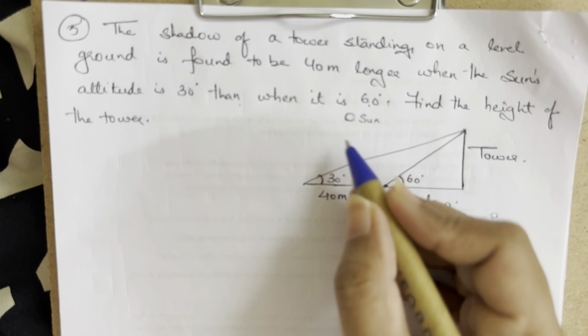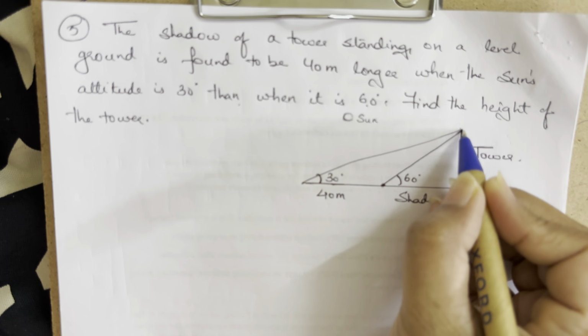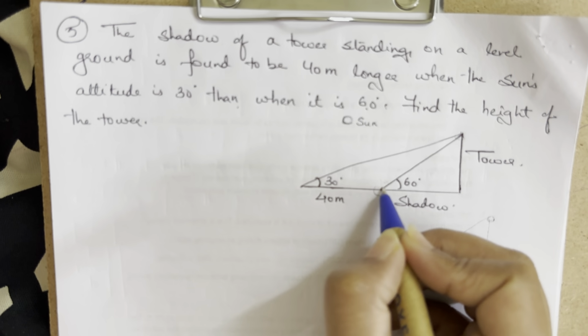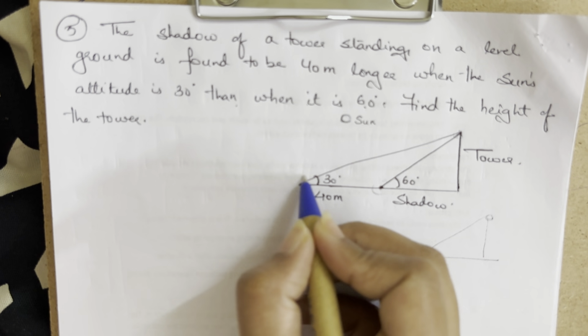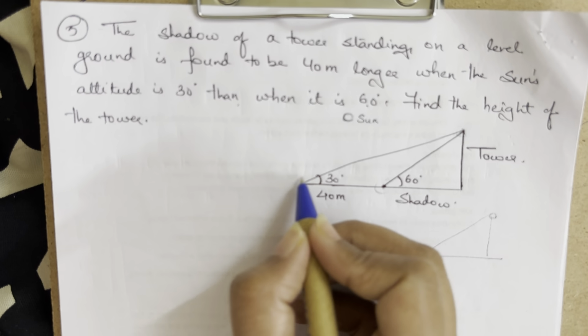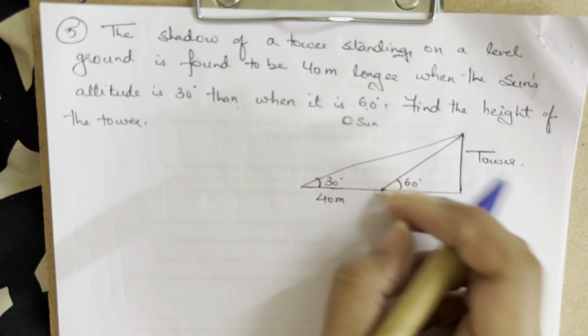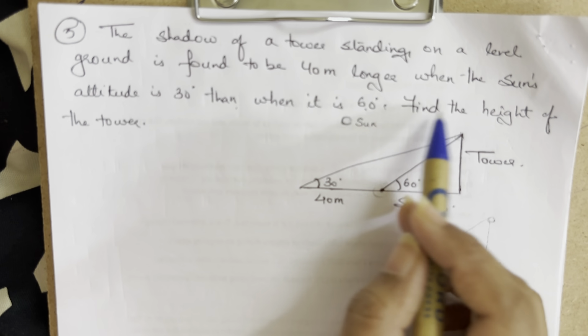So the sun, wherever it was, the top of the tower and its reflection had an angle of 60 degrees. And the top of the tower and the top of the shadow is making an angle of 30 degrees now. Now, when you look at it, does it not look like a right angled triangle? It does. Then it says, find the height of the tower.